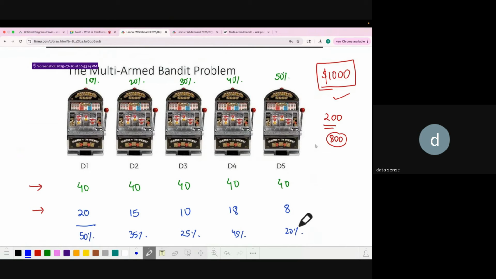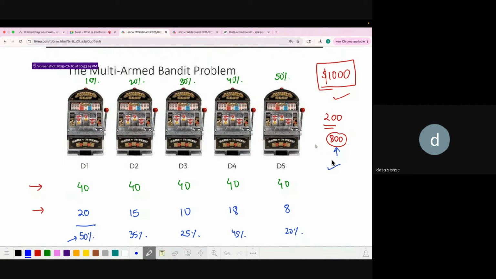Try to think this way. What happened here? Even though my machine, this one is worst, I got a better result there. And now, just based on initial experimentation, I saw that my machine 1 is performing best. So let's spend all the $800 on machine 1. But what will happen after that? Because overall its average is only 10%, I will end up losing the money. Yes, no, confusing. It is correct.